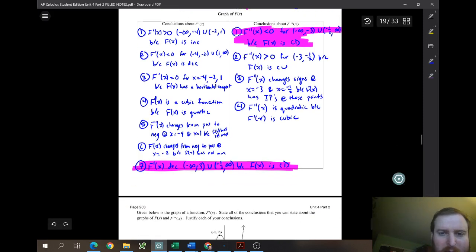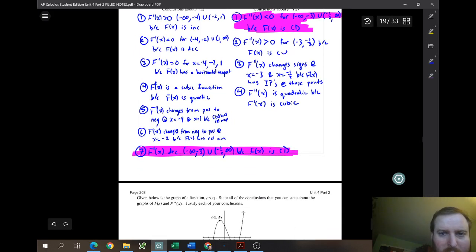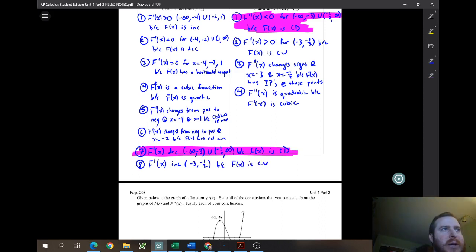And then we can do the opposite for number 2, where F double prime was positive. We can say that means F prime of x increases at those spots. So it increases from negative 3 to negative 1 half because F of x is concave up. All of our justifications have to be with F of x is concave up.